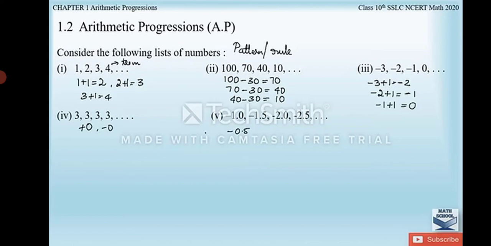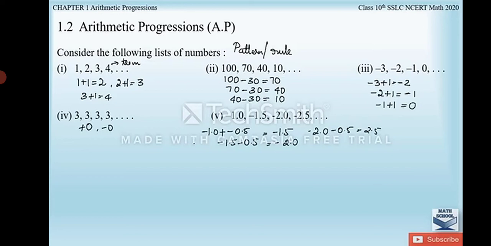Similarly, if you come to the fifth example, we are adding minus 0.5. So let us add minus 0.5. Here we will get minus 1.5. Similarly, if you add minus 0.5 to minus 1.5, you get minus 2.0. Again, if you add minus 0.5 to minus 2, you get minus 2.5. So minus 0.5 is added to get the succeeding terms here.